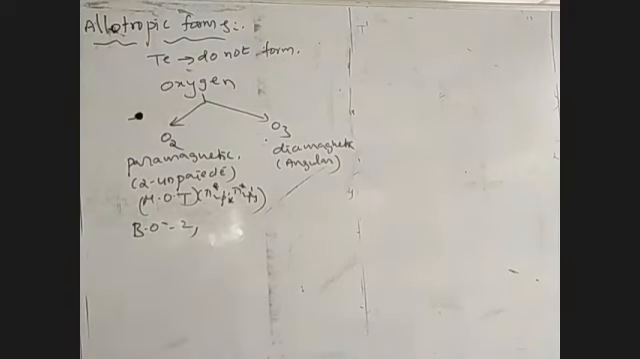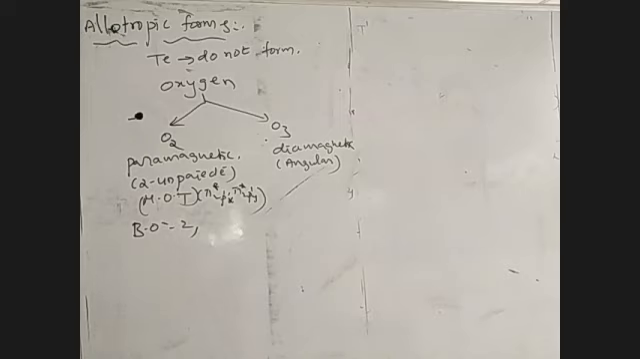Bond order means the number of bonds present between the two atoms. Bond order can be calculated based on resonance and also based on molecular orbital theory. According to molecular orbital theory, bond order is equal to 1/2 times (N_B minus N_A), where N_B is the number of electrons in bonding molecular orbitals and N_A is the number of electrons in anti-bonding molecular orbitals.